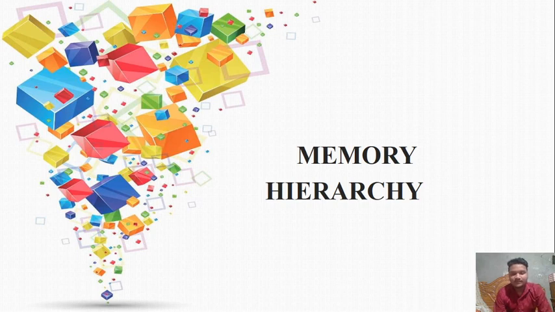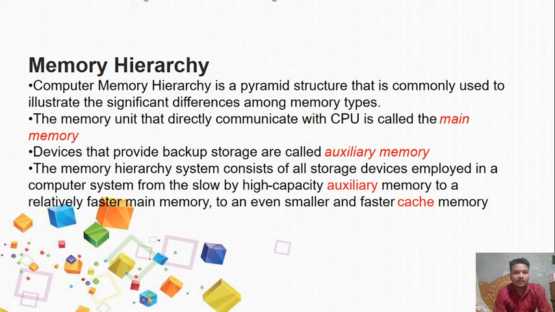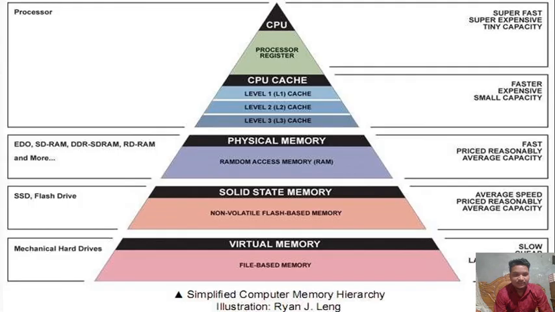So let's start. Memory hierarchy. Computer memory hierarchy is a pyramid structure that is commonly used to illustrate the significant difference among memory types. The memory unit that directly communicates with the CPU is called the main memory. There are so many memory types: auxiliary memory, CPU, main memory. Later we will see a memory structure.